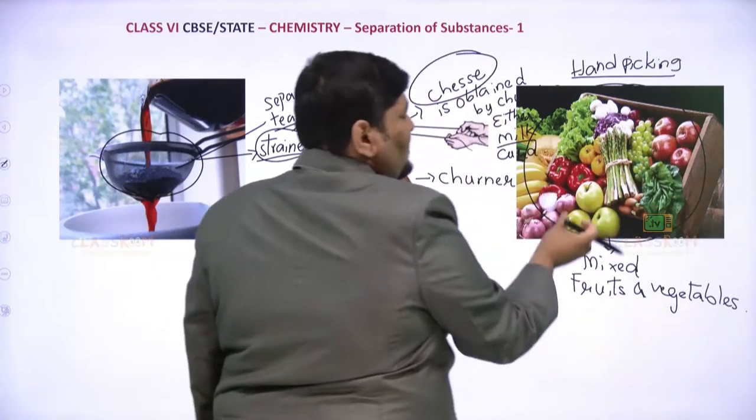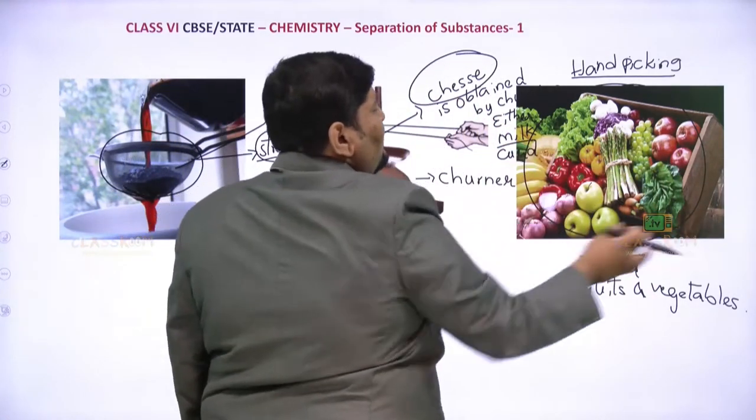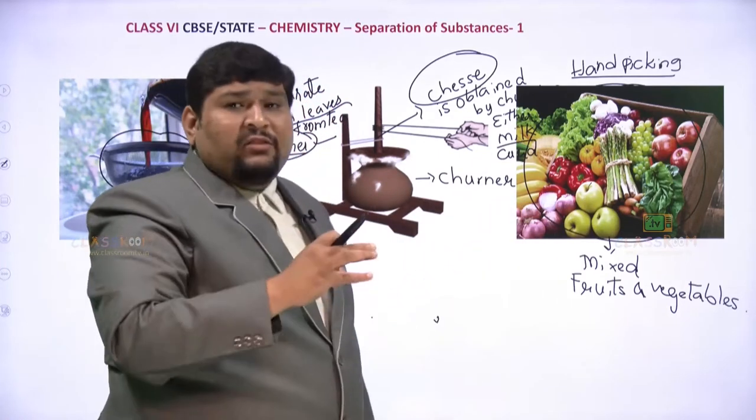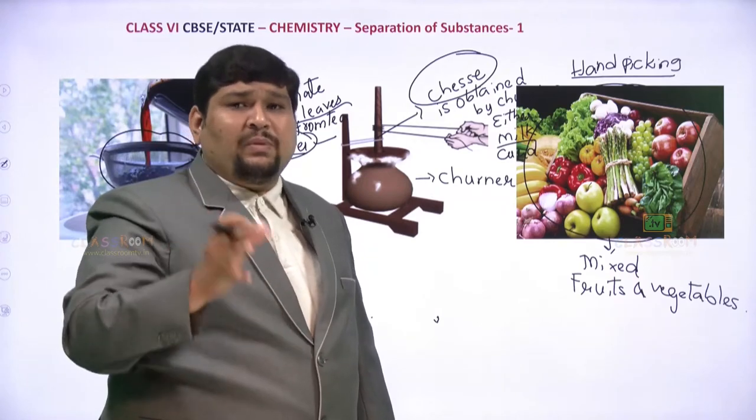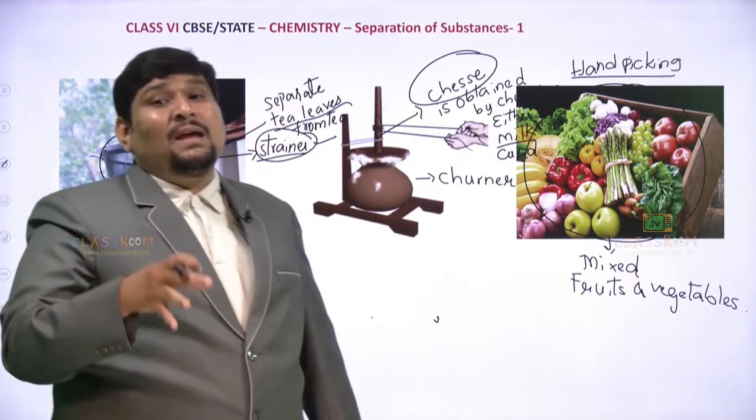Here you are using the hand picking method, which means just by using your hands, you will separate it. You will separate the apple separately, you will take the onion separately, you are going to separate the leafy vegetables separately, the carrot, the beans, whatever you have purchased. So, you are going to separate all the ones which got mixed in the bag.